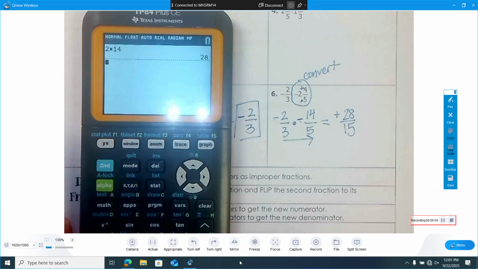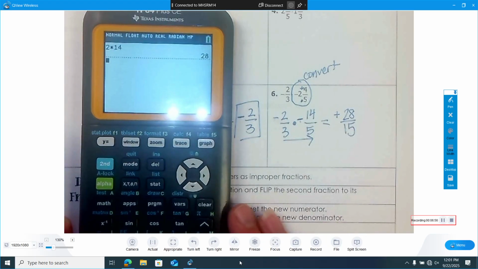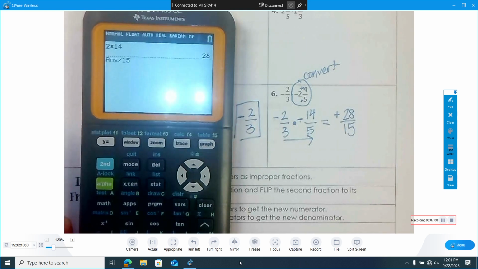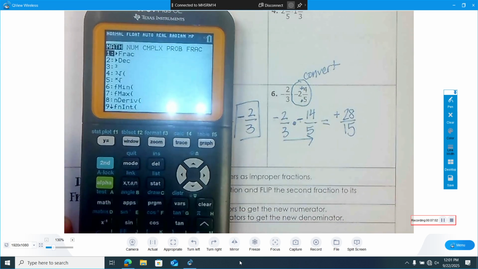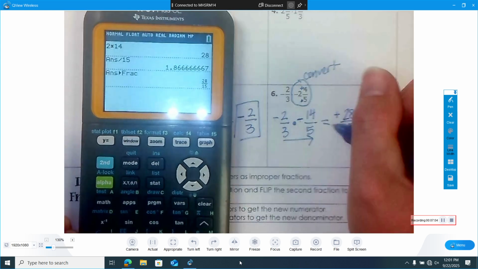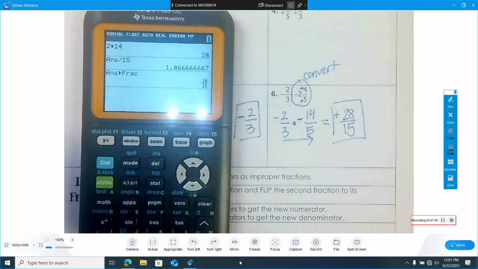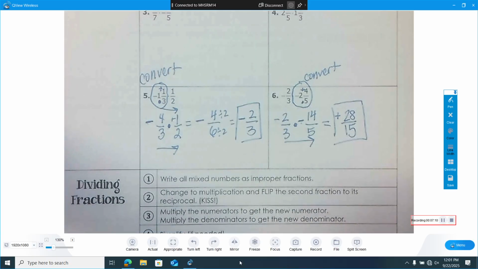Now, maybe I don't know if that needs to reduce. Can I use my calculator? Yes, I can. So 28 divided by 15, and math frac, we get 28/15. That is fully reduced. Multiplying fractions is easy. We go straight across.